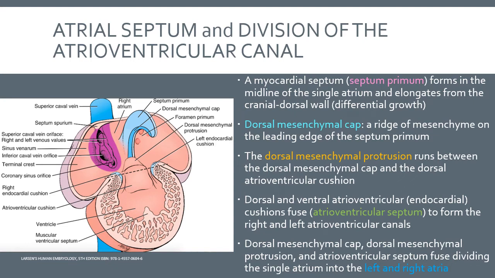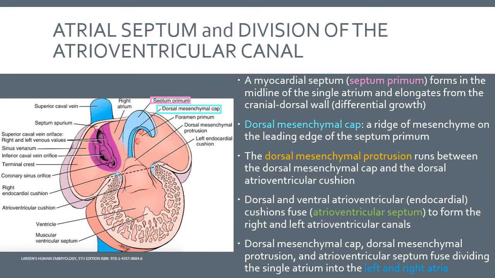And the way that we start is with a myocardial or a muscular septum called the septum primum, which forms in between, at the midline of the single atrium. Okay, so in between what will be the left and right atrium, but at the midline of the single atrium. And then it sort of elongates from the cranial dorsal wall. Okay, essentially the top and back of the atria. And that's a differential growth process. So we've created this septum. It's growing sort of out into the heart.